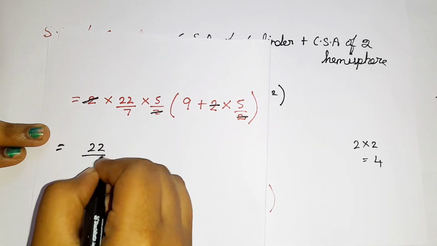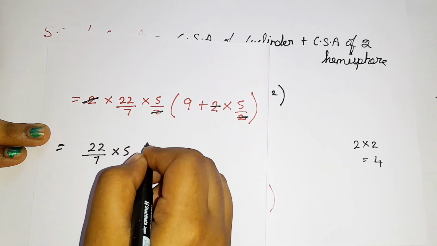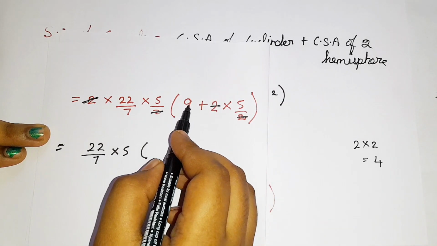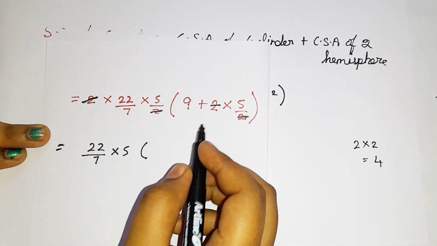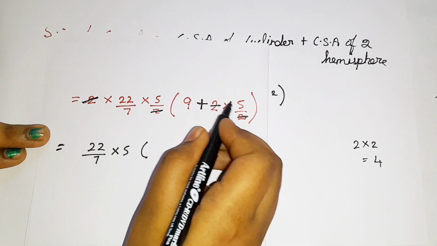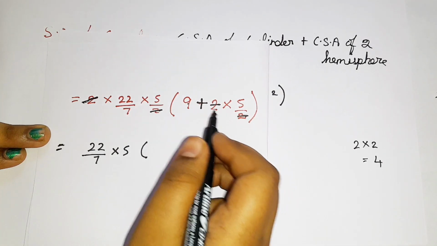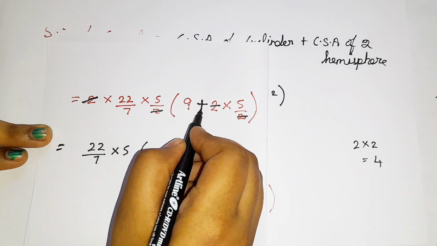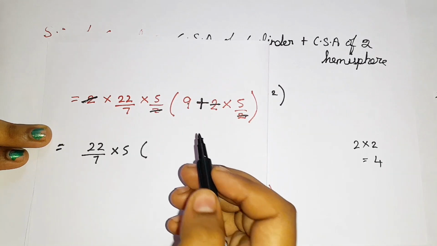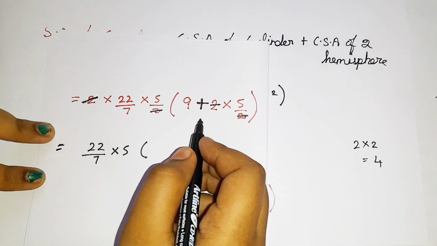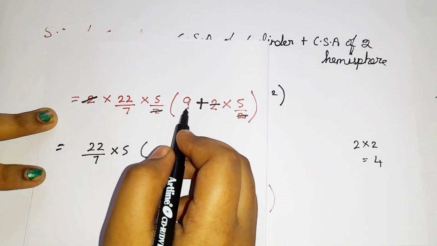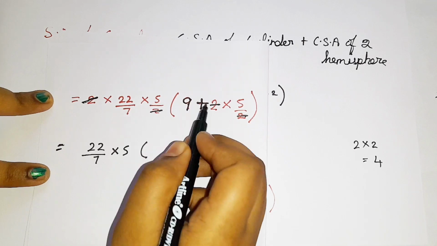Okay, so now we can write 22 by 7 into 5 as it is. And here most of the students used to just do 9 into 5. That is wrong, guys. Why? Because here we have a plus symbol. Am I right? So why are you just taking the multiplication? Please never commit that mistake. Please never forget to include the symbols as well. Symbols are really important in maths. Just because of a single symbol, you might commit a mistake. So here I have 9 plus 5.